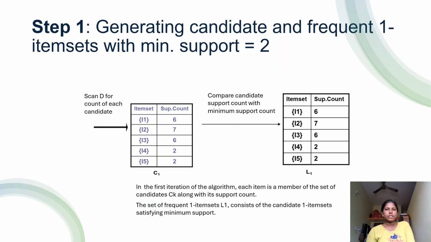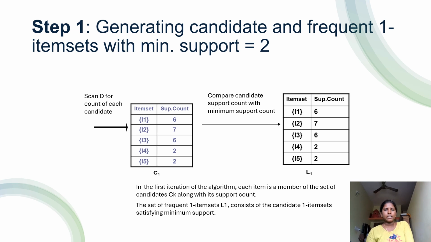Here, step 1 is generating candidate and frequent 1-item sets with minimum support count equal to 2. So scan D for the count of each candidate. The support counts are 6, 7, 6, 2, 2. Compare the candidate support count with the minimum support count. That is I1 equals 6, I2 equals 7, I3 equals 6, I4 equals 2, and I5 equals 2.